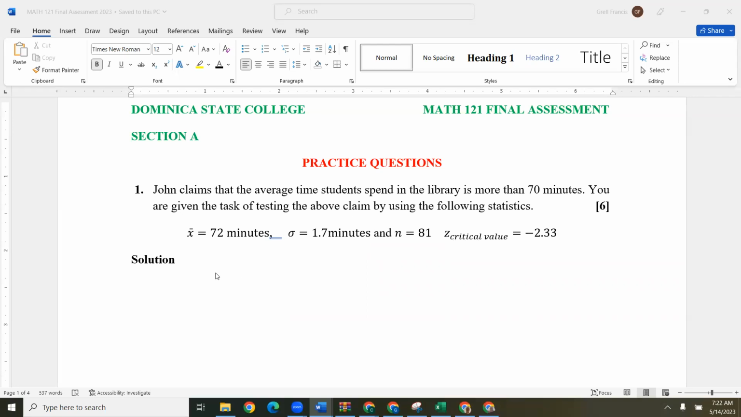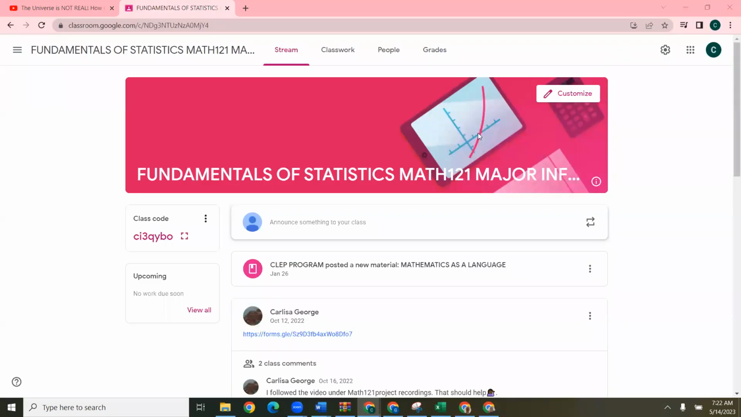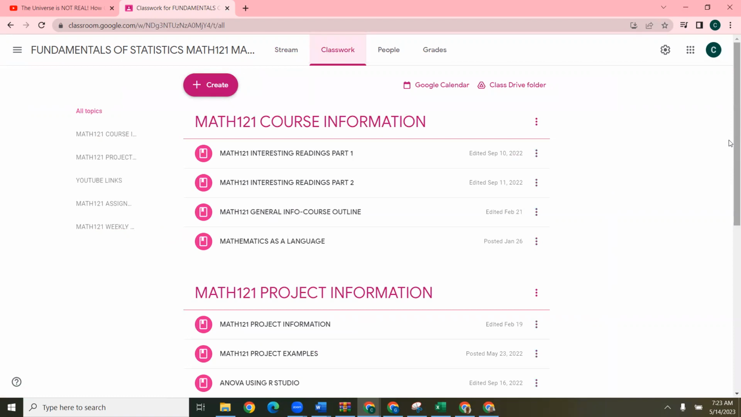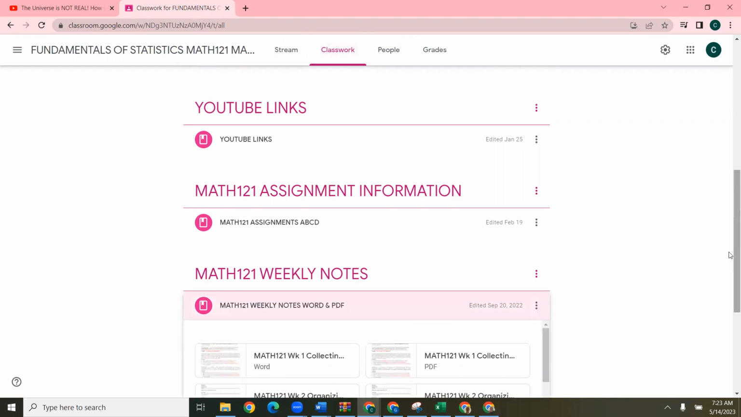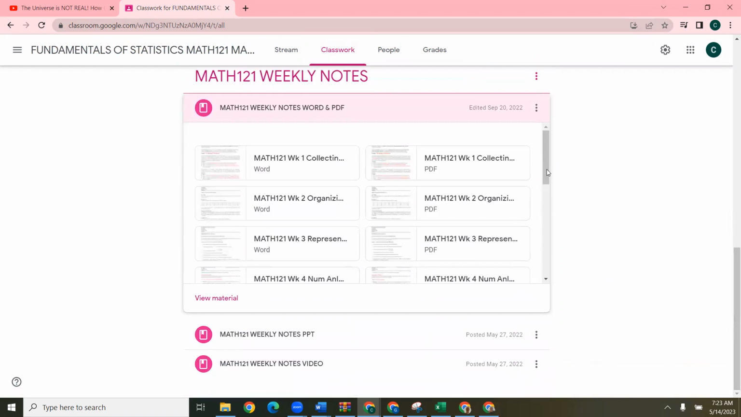So let's go to Unit 9, weekly notes number 9, to get some help as to how to complete this question. Unit 9 is located in the Google Classroom class code CI3QYBO. So you log into there, you join this Google Classroom and you go to classwork, and you scroll down and you go to the weekly notes. You have it in Word, PDF, PowerPoint, and video format. We can take a look at the PDF format. Click on weekly notes number 9.